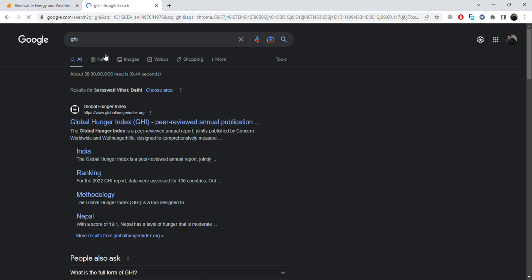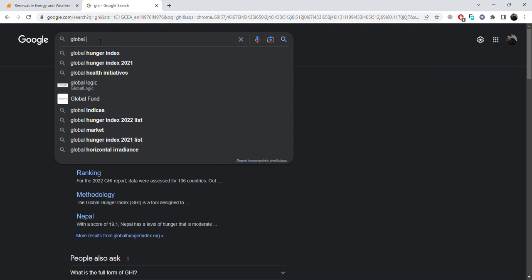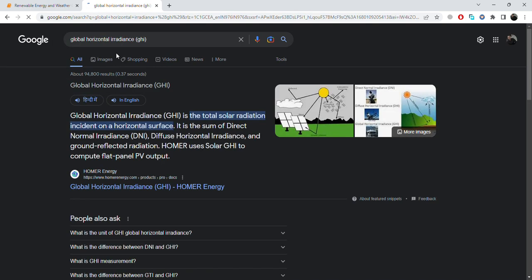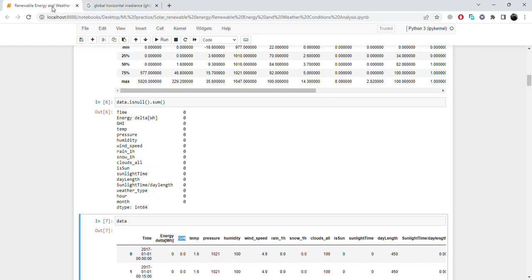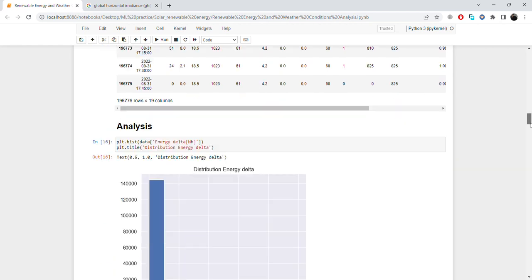Okay, then what is the global horizontal irradiation? It is the total solar radiation incident on a horizontal surface. So it's like the total energy or radiation of the sun incident on the surface. And in this case, the surface is the geographical location of that area which we analyze. So this is our prime factor. So now we will find how much the global horizontal irradiation is, and we will analyze the data further.